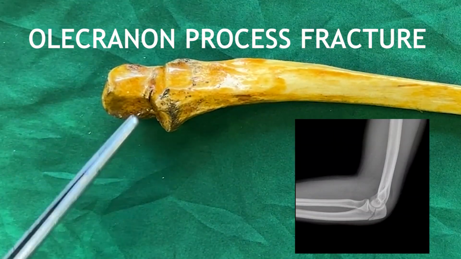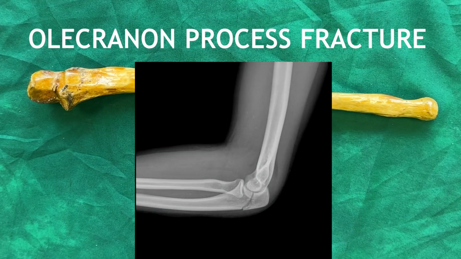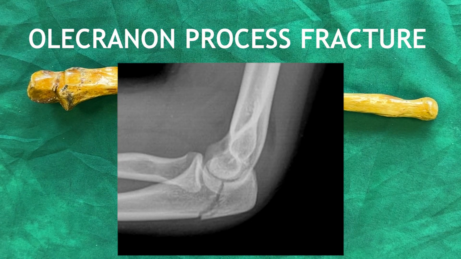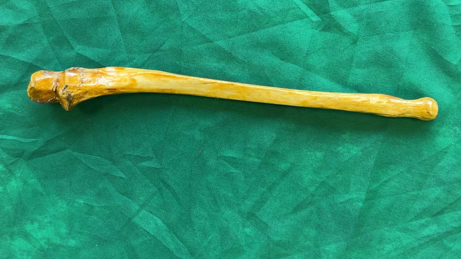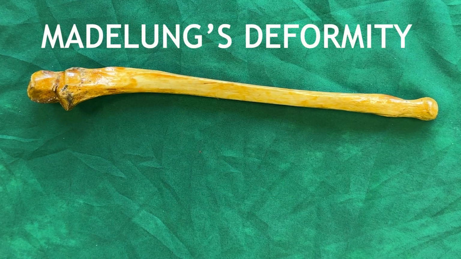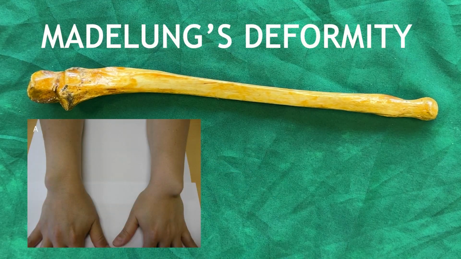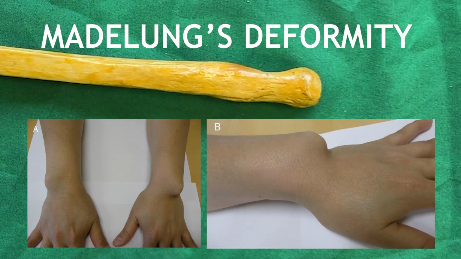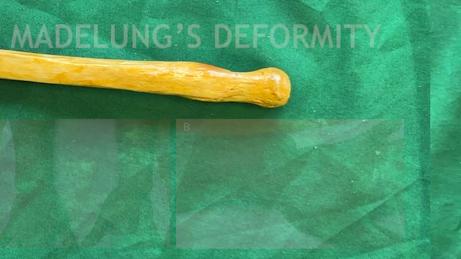Fracture of the olecranon process is common and caused by a fall on the point of the elbow. It could also be subjected to avulsion due to the forcible contraction of the triceps. Student's elbow or miner's elbow is caused by the inflammation of the subcutaneous bursa present over the olecranon due to repeated trauma. Madelung's deformity is the dorsal displacement of the distal end of the ulna due to the retarded growth of the distal end of the radius.